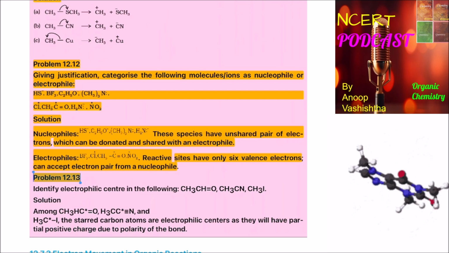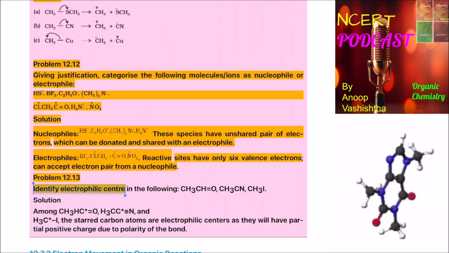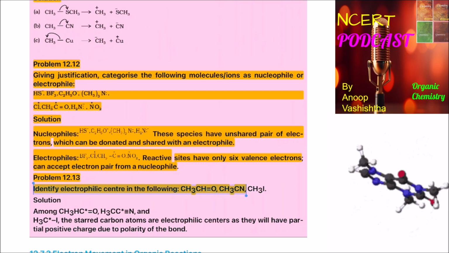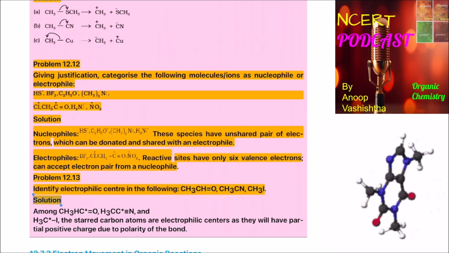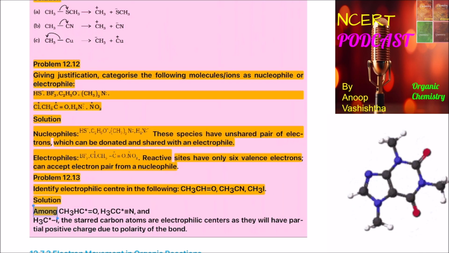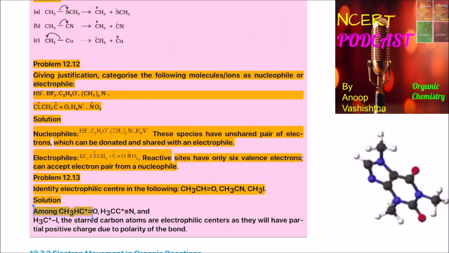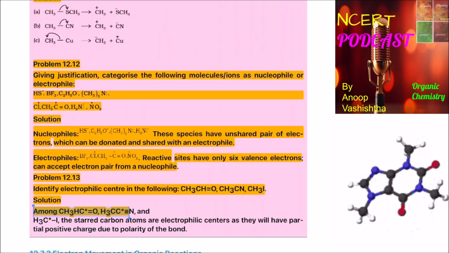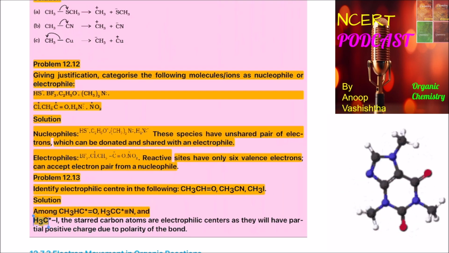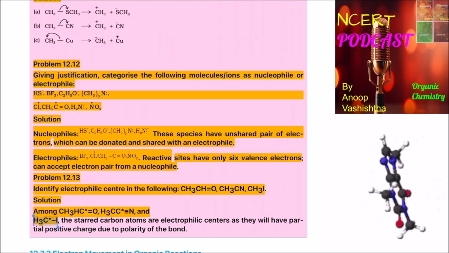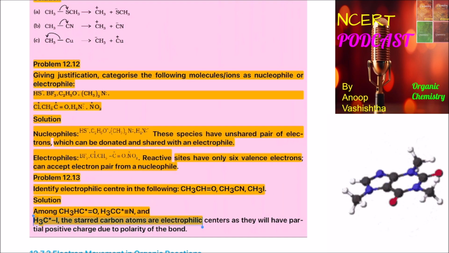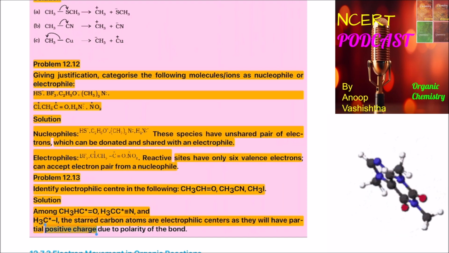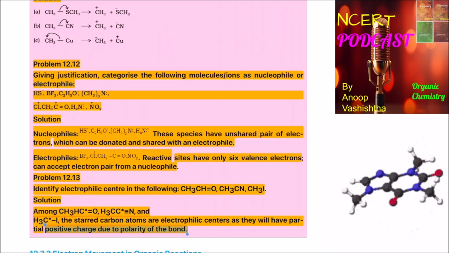Problem 12.13. Identify the electrophilic center in the following: CH3-CH=O, CH3-CN, CH3-I. Solution. Among CH3-CH*=O, H3C-C*≡N and H3C*-I, the starred carbon atoms are electrophilic centers as they will have a partial positive charge due to the polarity of the bond.